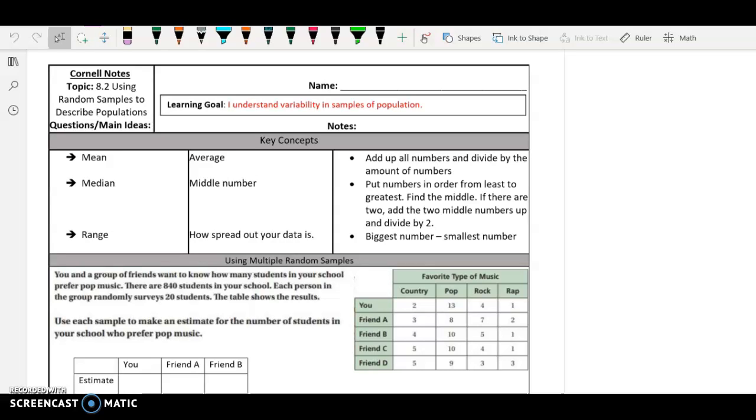All right, so 8.2 is using random samples to describe populations, and understanding the variability in samples of populations. So first we need to know some things.